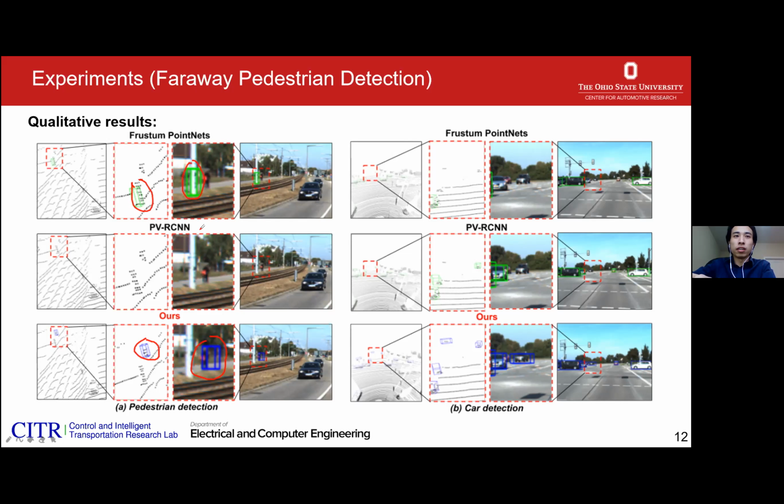And for PVRCNN, since it is totally based on point cloud representation, it cannot even find any object in such a very sparse point cloud. We also test for car, and the result is similar. Only our method can detect such a faraway car, while other methods cannot.